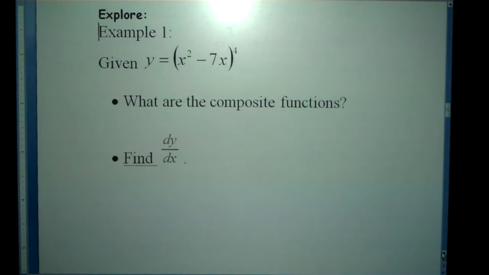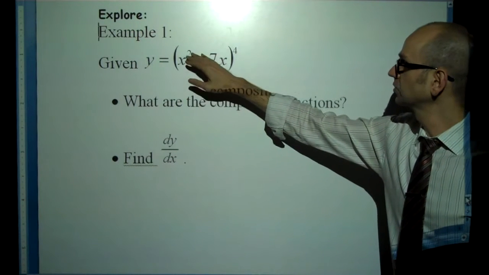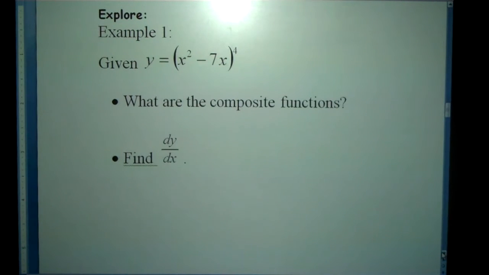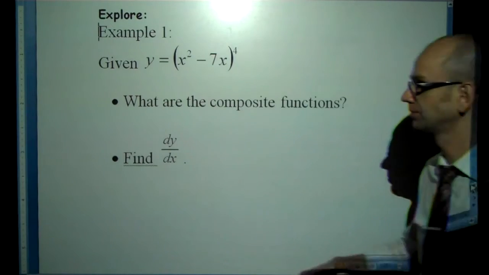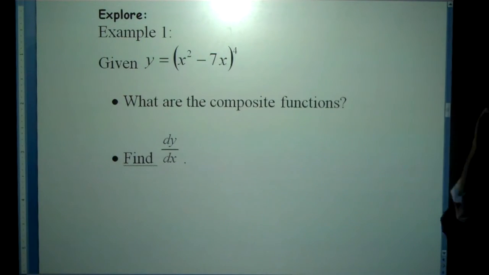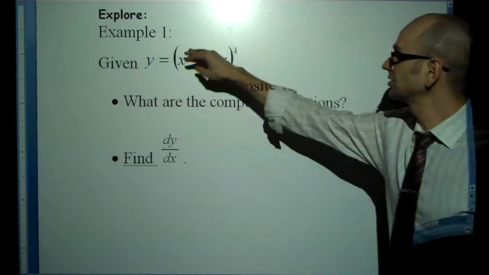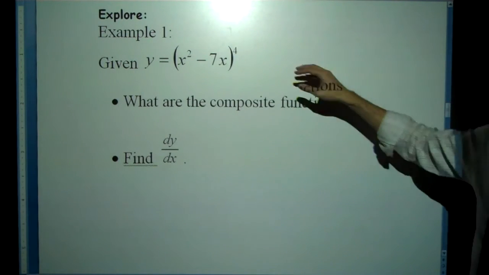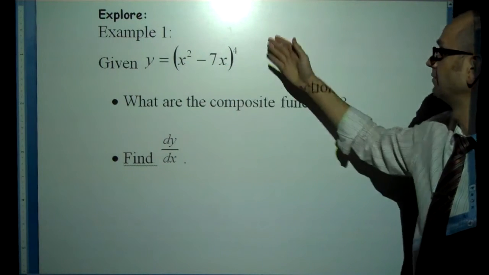Nice big font for you here. Example 1. We're given a function y equals the quantity x squared minus 7x to the 4th power. What are the composite functions? And then find the derivative of y in terms of x. We should probably go through this one together first. So big picture, you've got some stuff. You've got x squared minus 7x. That's like our u. That's the stuff inside of the big picture.